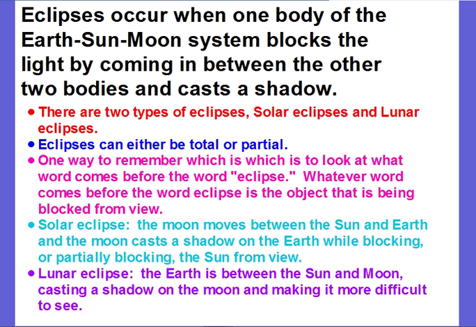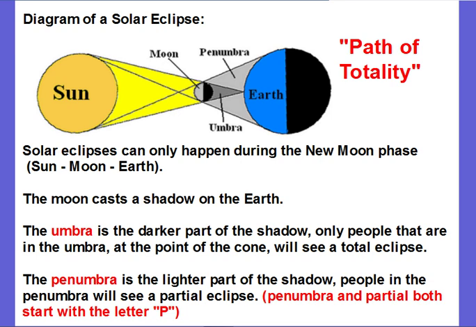So for a solar eclipse, the moon is moving between the sun and the Earth, because sol means solar, anything to do with solar, that's the sun, and then the moon casts a shadow on the Earth while blocking or partially blocking the sun from view. Lunar eclipse, luna means moon. The Earth is between the sun and the moon. It casts a shadow on the moon. It doesn't completely block it from view. It just kind of makes it a little more difficult to see. It casts a shadow on it that darkens it.